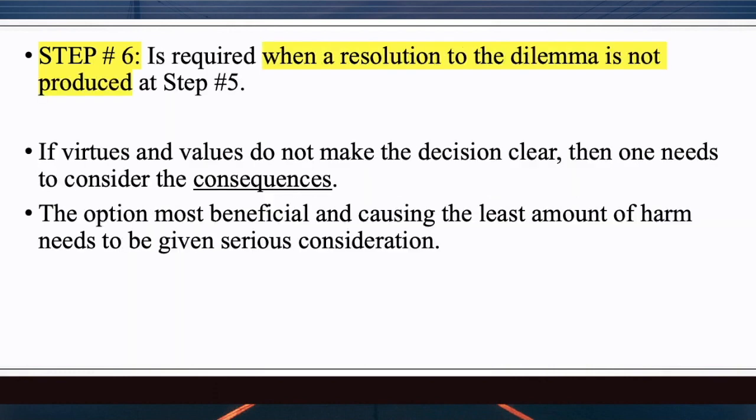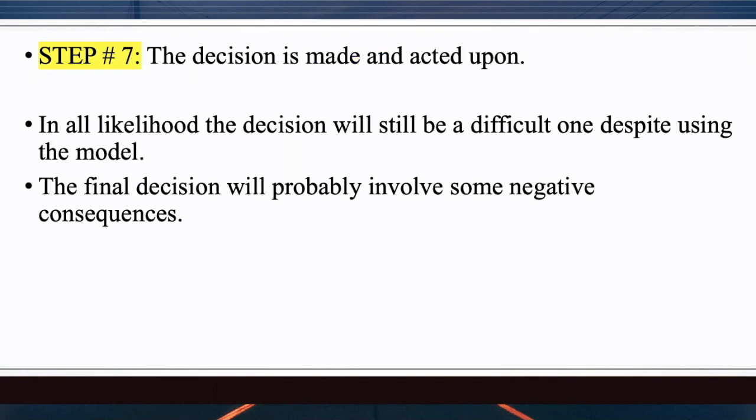Okay, so you can't just be in limbo with this ethical dilemma and think, well, I'm just going to ignore it, or I'm just going to hope it goes away. When it comes down to it, a decision has to be made and acted upon. In all likelihood, the decision will still be a difficult one despite using this model. This is a model. It's just to help us make ethical decisions biblically, but especially if you can't come to a good, clear decision on choice A or choice B, if they're still both kind of there, a decision still has to be made. It just can't be left in limbo.